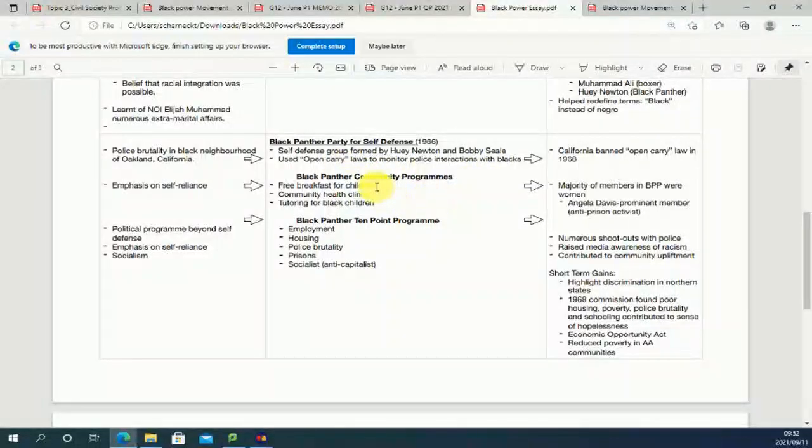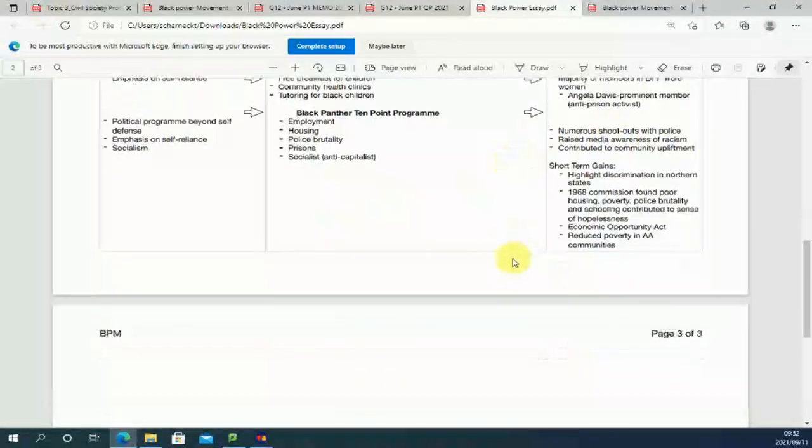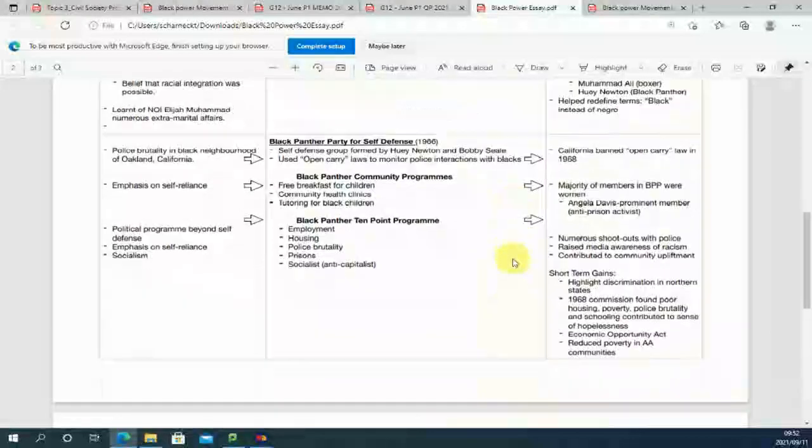What they stood for, what they did, like the Black Panther community programs, their 10-point program, and that idea you've got to emphasize there. They wanted self-reliance, they wanted safe neighborhoods, they wanted separation from white USA, and they pushed a socialist agenda. Okay. Which obviously is what got them highlighted by the FBI and Hoover.